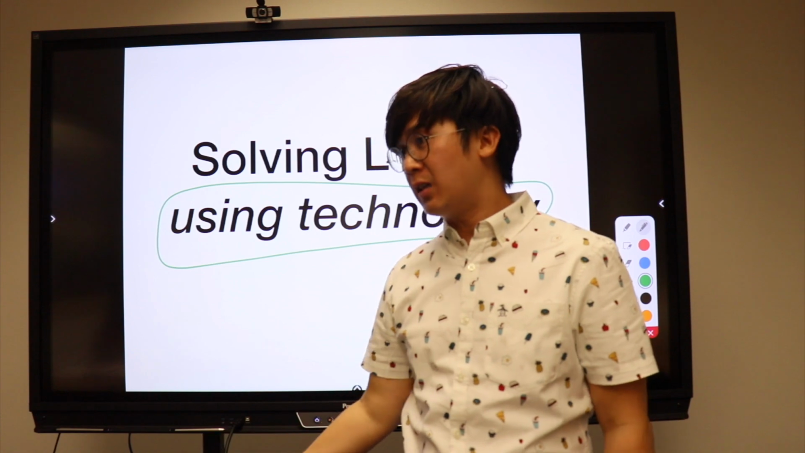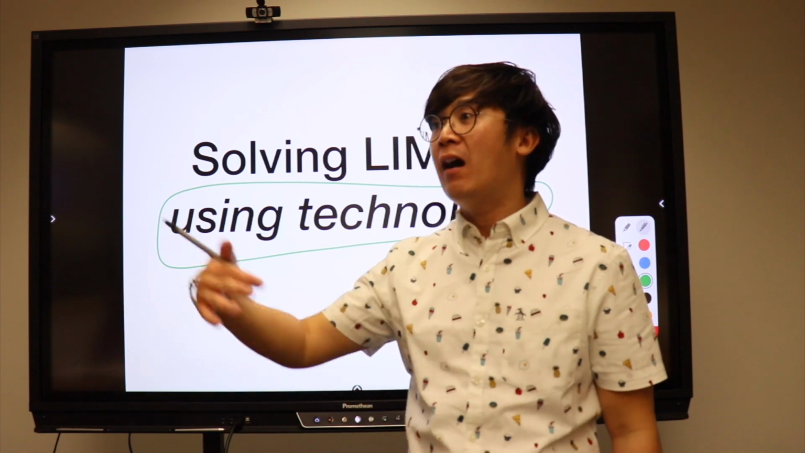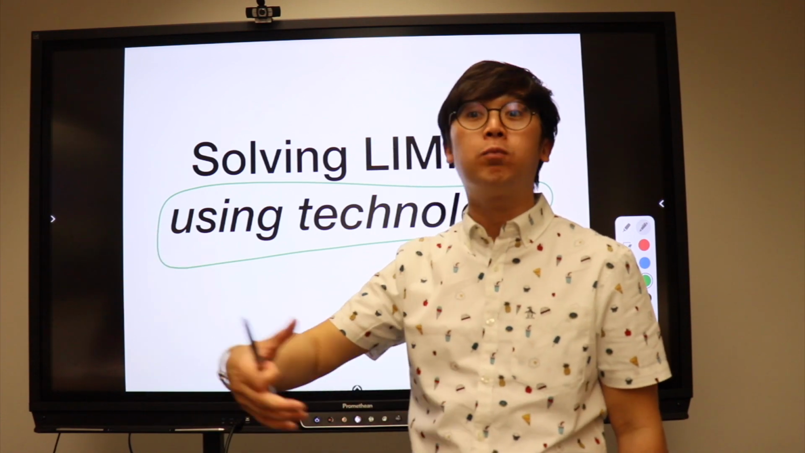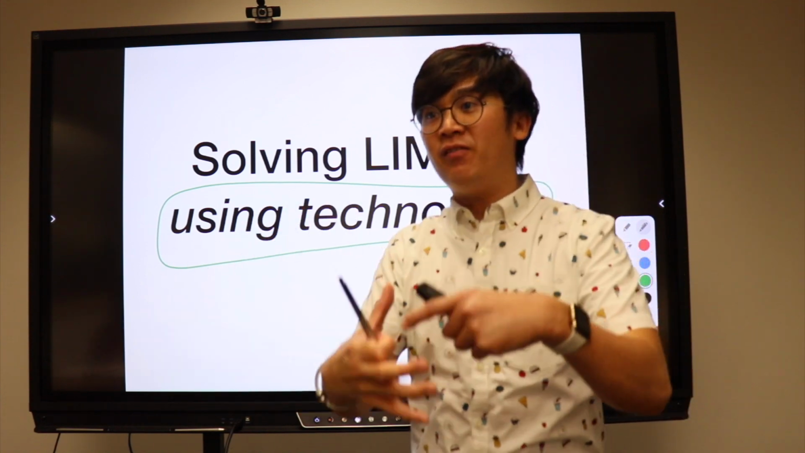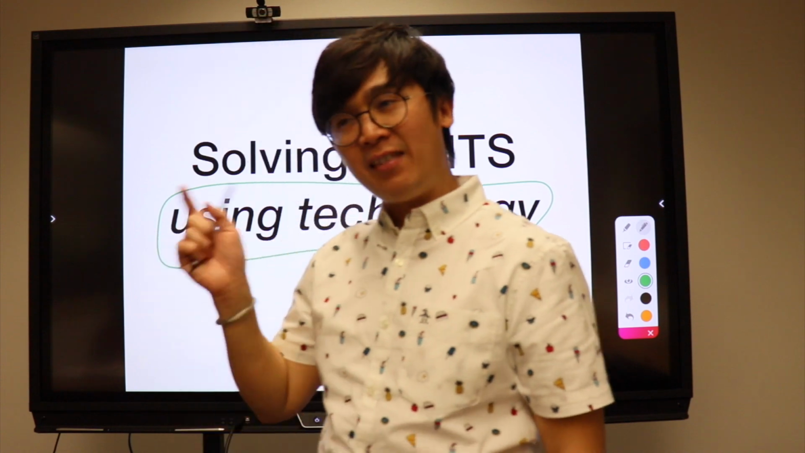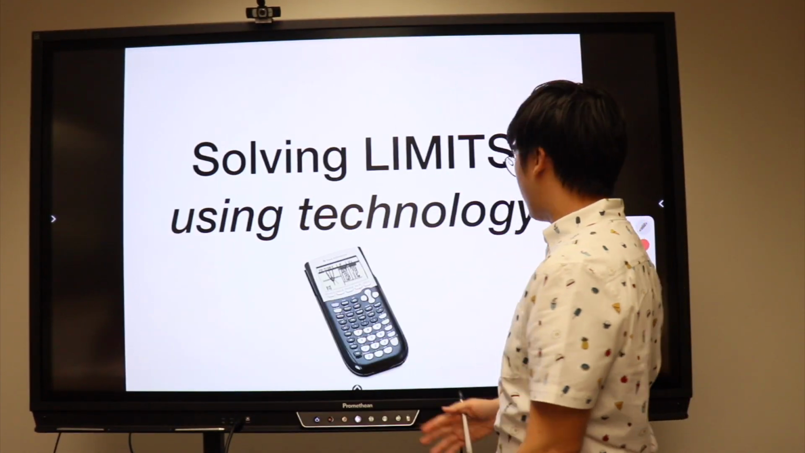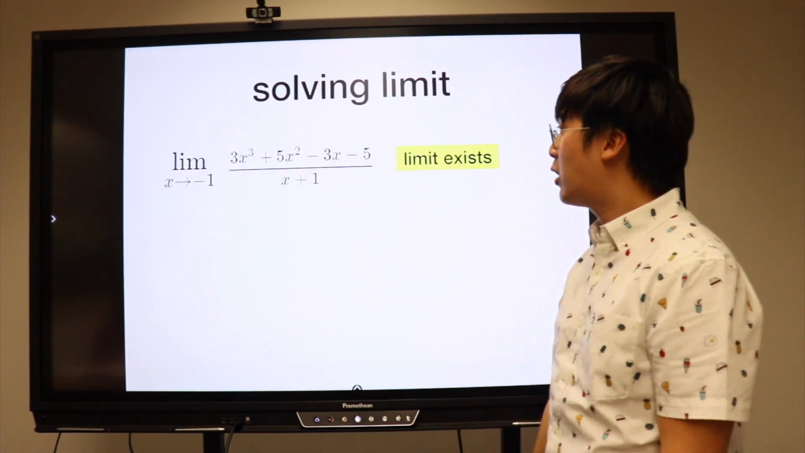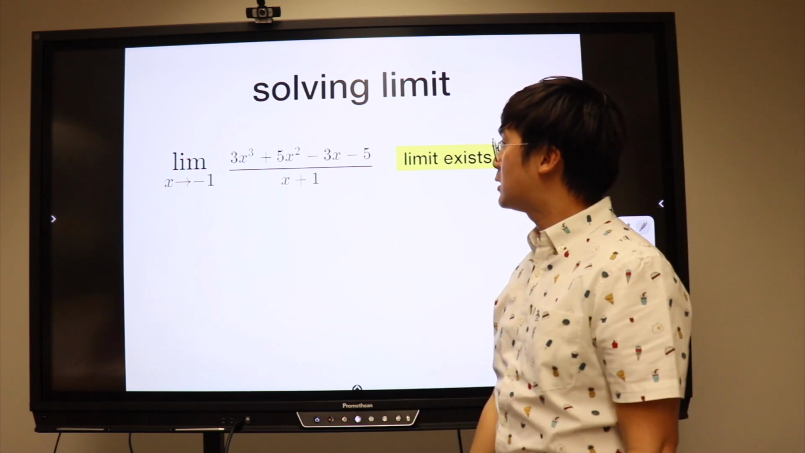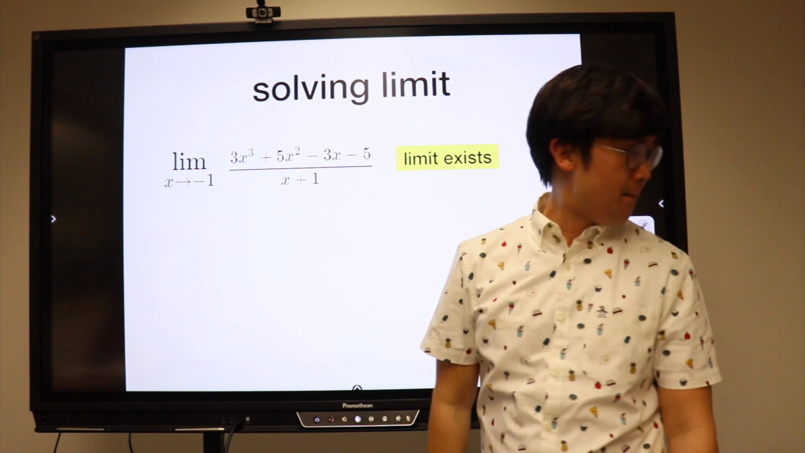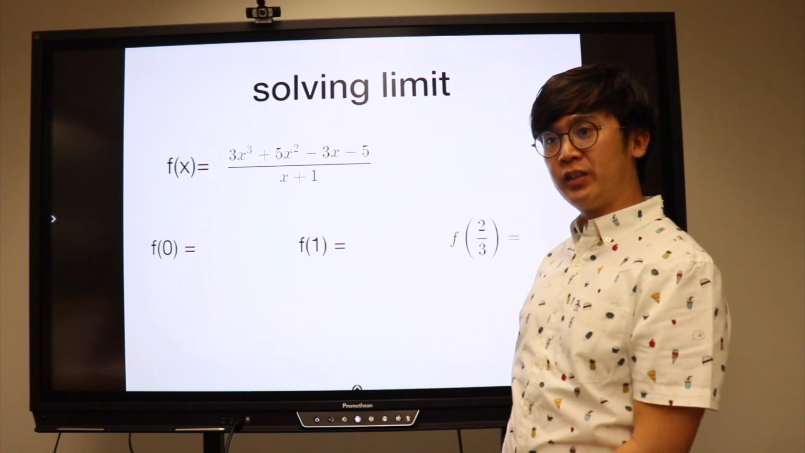Sometimes we need technology. That's why we have cell phones. That's why we have all these technologies right now. It's the product of the tedious process that we can simplify using this. And that's what we're going to do. We're going to be using our TI-84 to solve this limit that we know exists. How are we going to make it existing? We're going to solve this first.